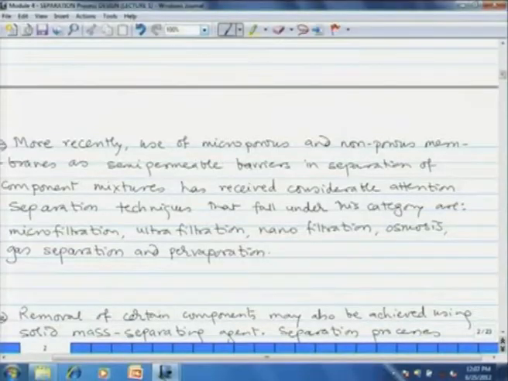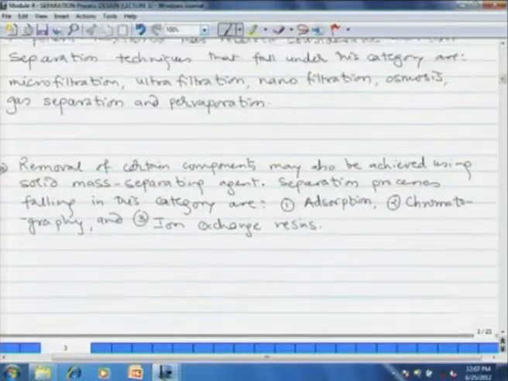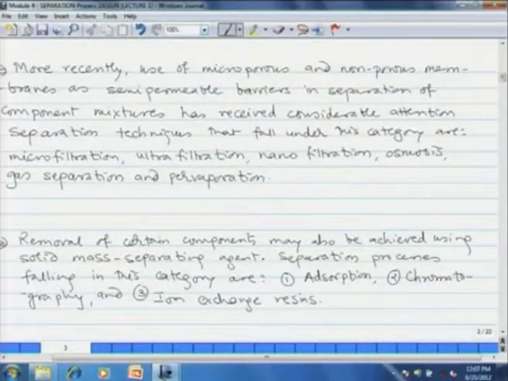More recently, use of microporous and non-porous membranes as semi-permeable barriers in separation of the component mixtures has received considerable attention. The separation techniques that fall under this category are microfiltration, ultrafiltration, nanofiltration, osmosis, reverse osmosis, gas separation and pervaporation. Now, these separation processes have the merit that they are less energy intensive as compared to distillation and absorption.